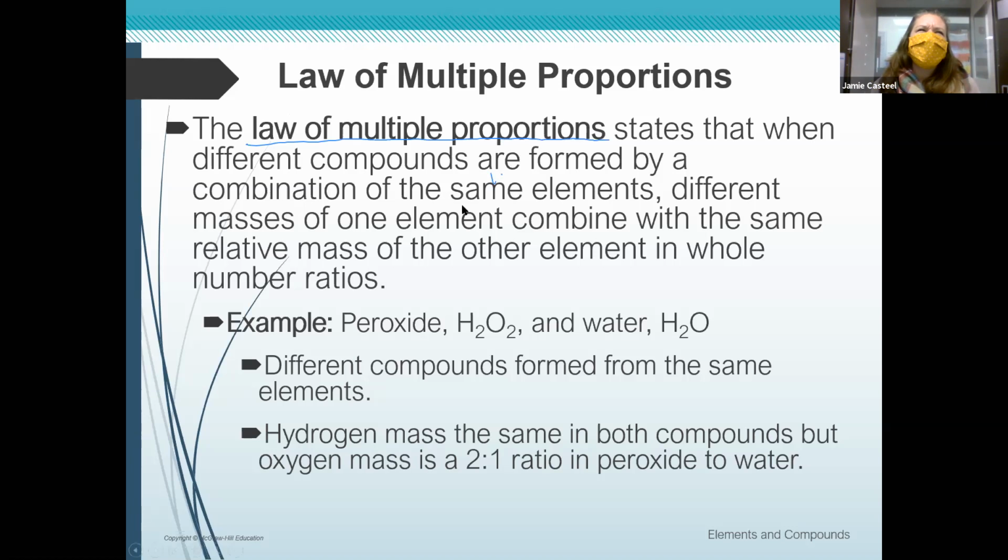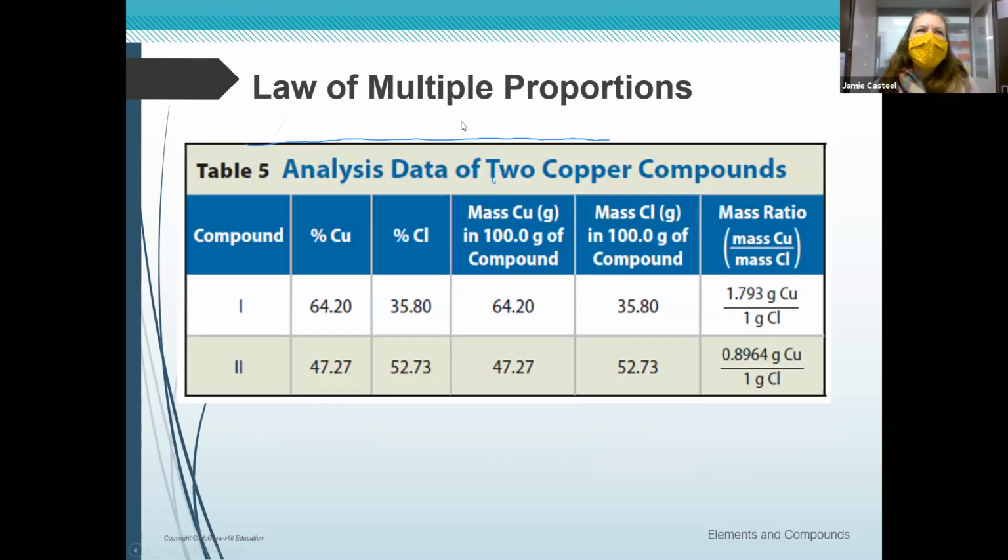Click that. Okay, let's look at copper bonding with chlorine. In this first compound, what's the percentage of copper? 64.20. In the second compound, how much of the copper is there? Good. Now watch what we do.